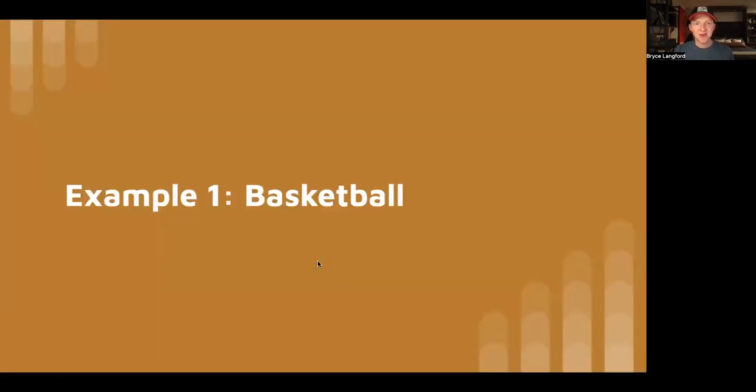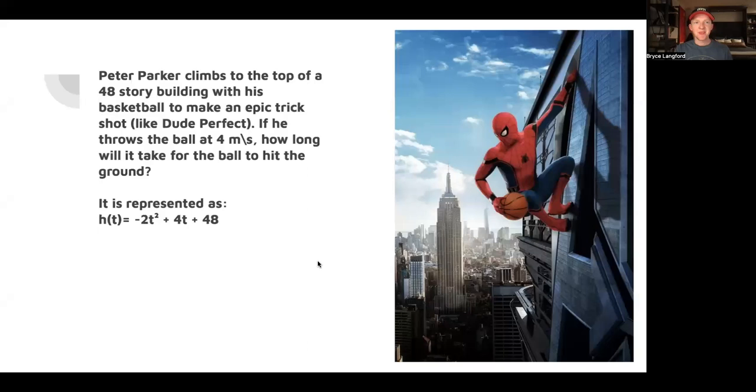So the first example is basketball. Peter Parker climbs to the top of a 48-story building with his basketball to make an epic trick shot, just like Dude Perfect. If he throws the ball at 4 meters per second, how long will it take for the ball to hit the ground? So for this example, to make it a little easier, I'm just going to do until it hits the ground instead of into the basketball hoop.